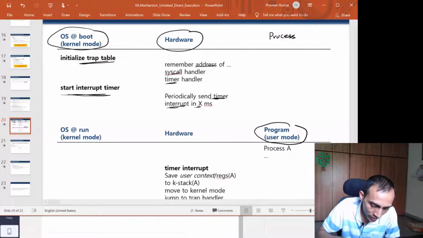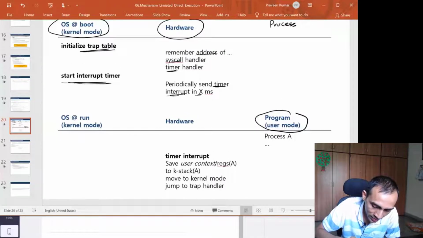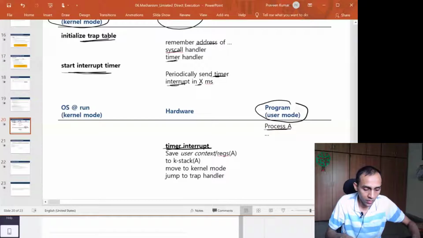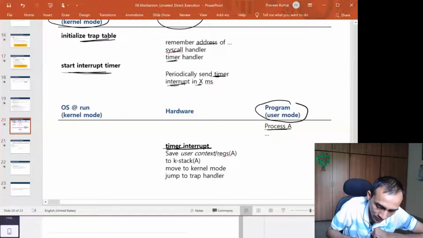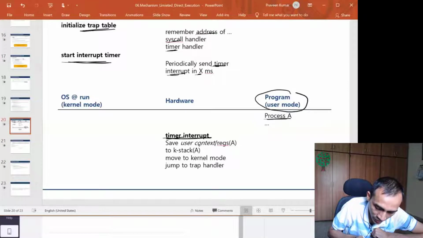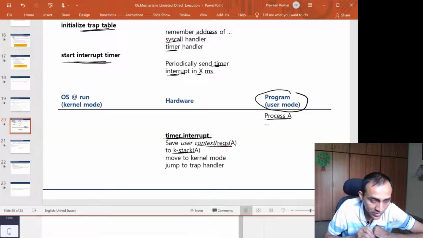So now, let us say a process is running. At some point of time, process A was running, and a timer interrupt went off. Let us say the hardware issued a timer interrupt. So now at that point of time, what we have said is we'll save the context or the register values of A on the kernel stack of A. We'll save enough context of the process A onto its kernel stack.